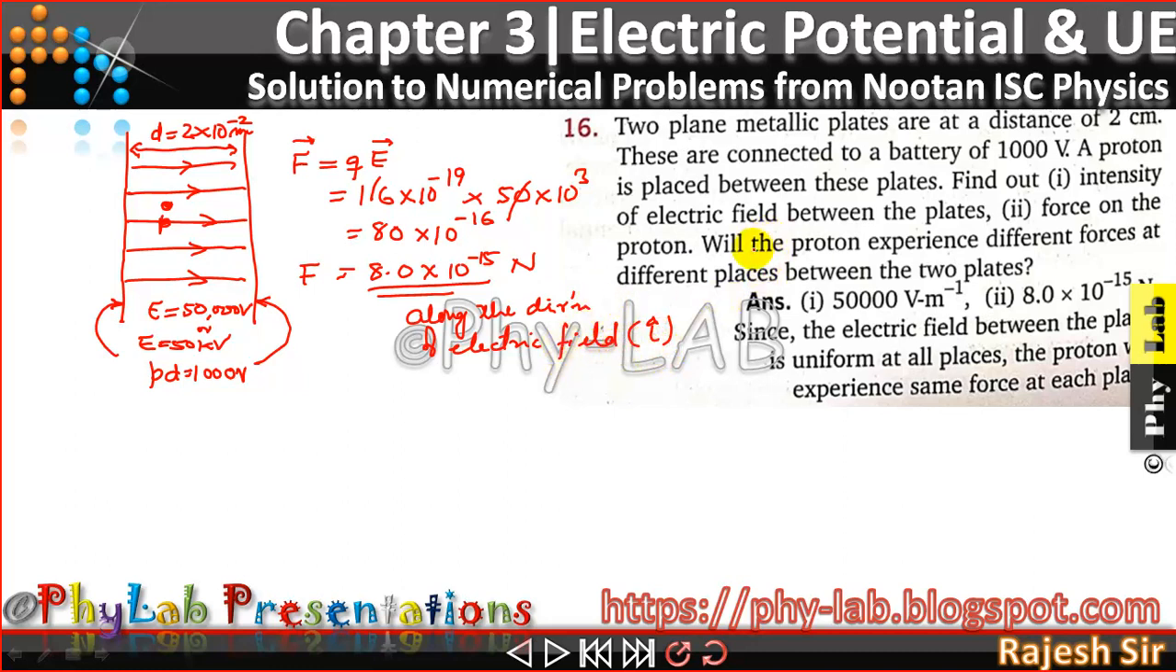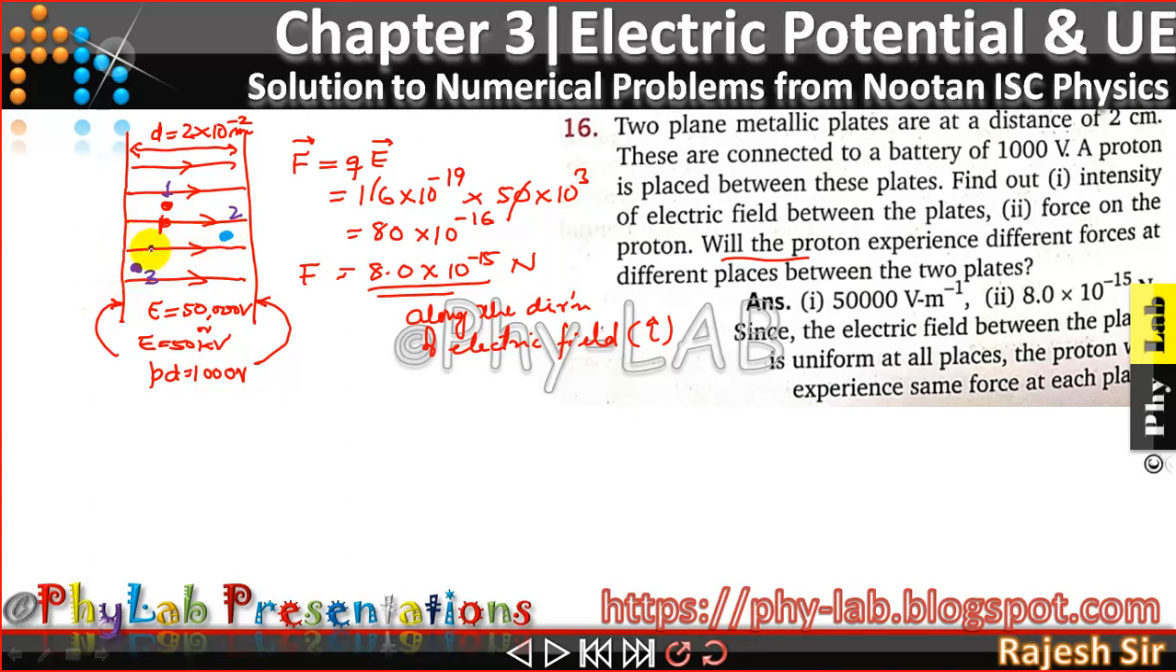Now, another part of the question they ask: will the proton experience different forces at different places in between the two plates? That means if I place the proton over here or over here, let's say this was point 1, this was point 2, this was point 3, will the magnitude of the force differ if I place the proton at different places, friends? Remember friends, the electric field in between the plates is uniform, it's constant.